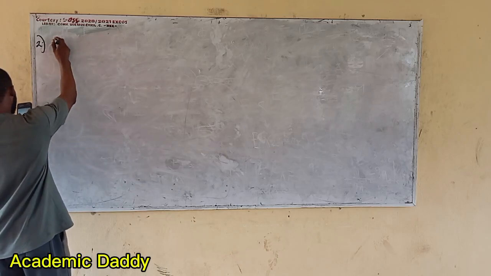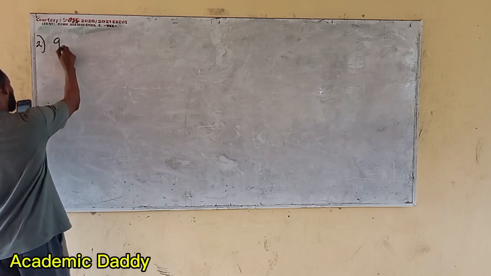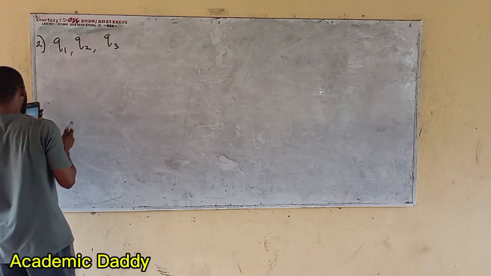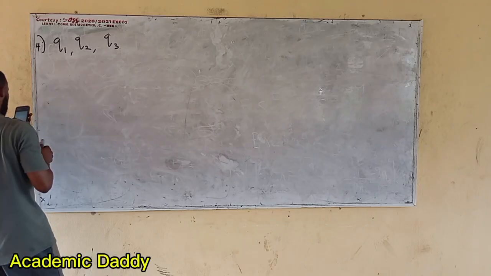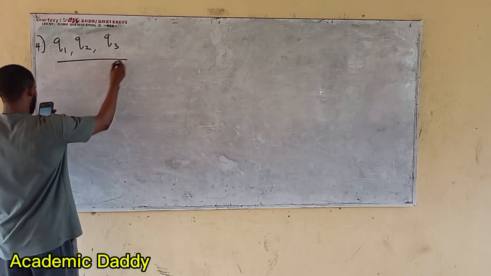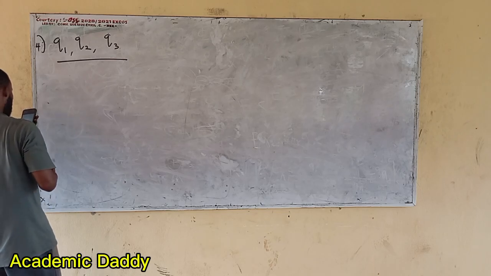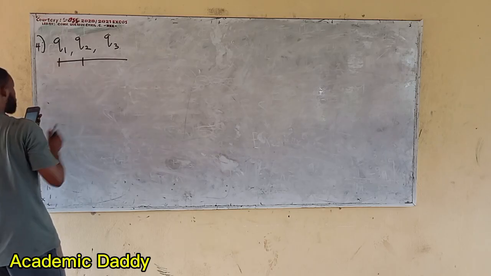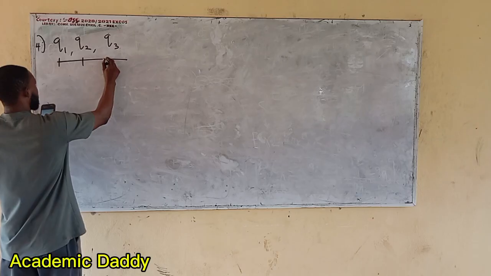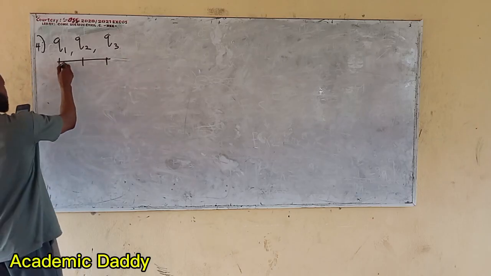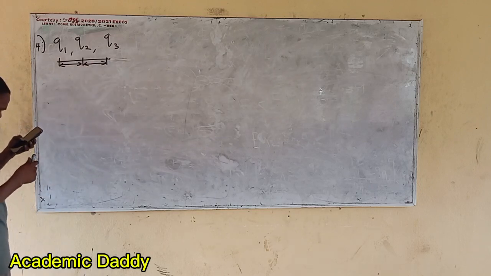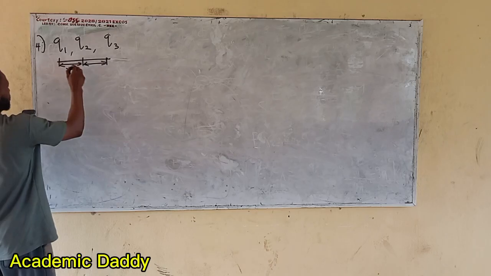Check your notes. So they said 3 charged particles, Q1, Q2, Q3, number 4, lie on a straight line, such that the separation between Q1 and Q2 and between Q2 and Q3 are equal. So let's say this is R, this is also R.